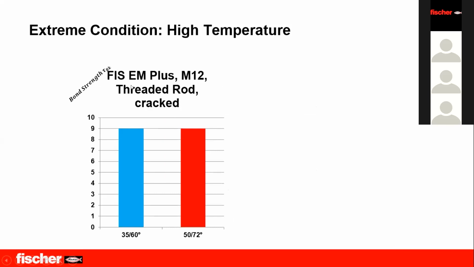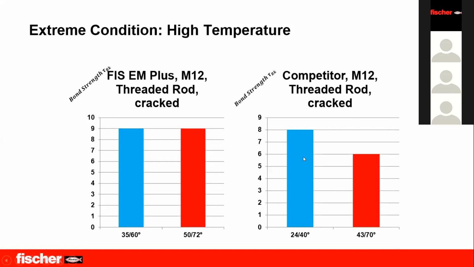One other example for threaded rod M12 in cracked concrete: for 35 long-term temperature, the bond strength is 9 megapascal. For 50 Celsius, it is around 9 megapascal also. And this is very rare. You cannot find it in every supplier. Other competitors have a decrease in high temperature between 8 megapascal to 6 megapascal. So this is the effect of high temperature.